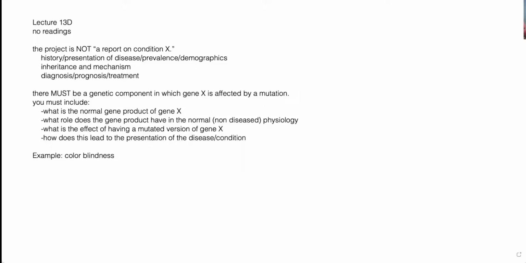Okay, so in the last video, we talked a little bit about different kinds of inheritance patterns that might be of interest to you or of importance to you as you're putting together your project on the inherited conditions. Okay, this video, I hope it's coming to you in time, is intended to be a bit of a guide, maybe a template for you to use as you're putting together your projects and presentations.